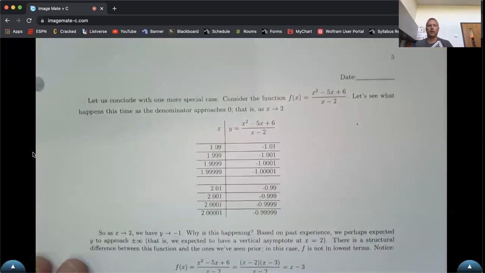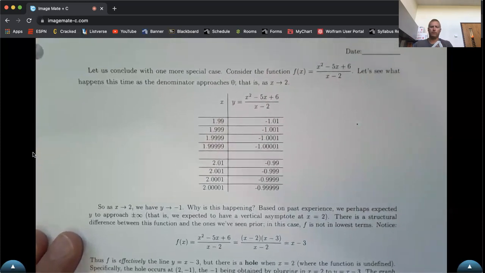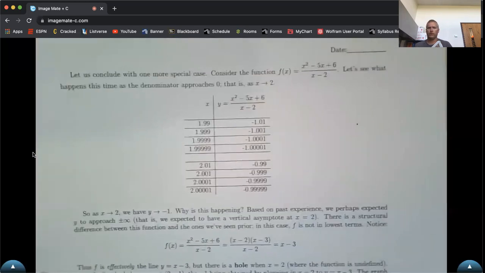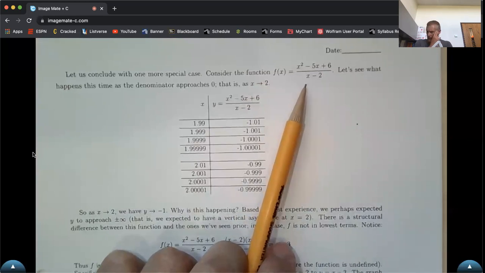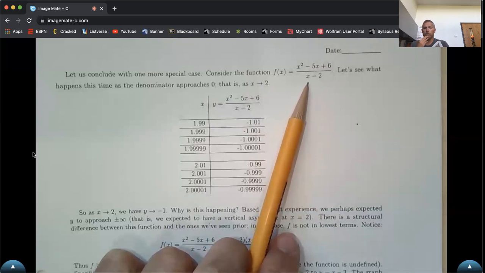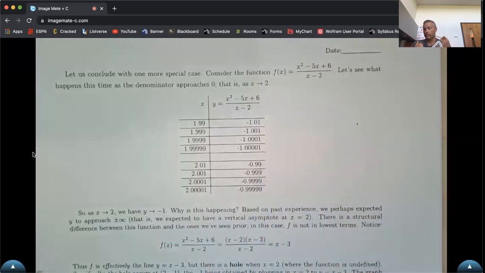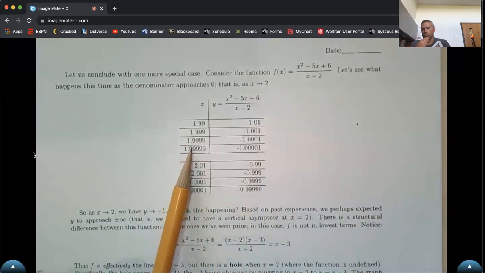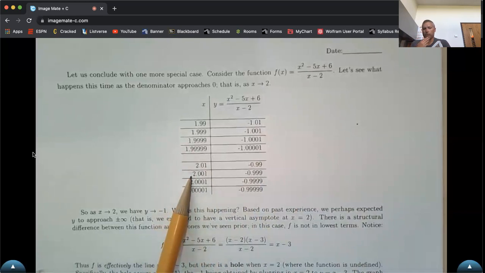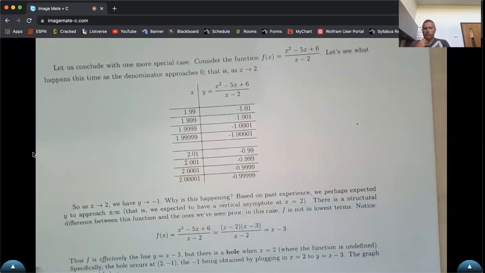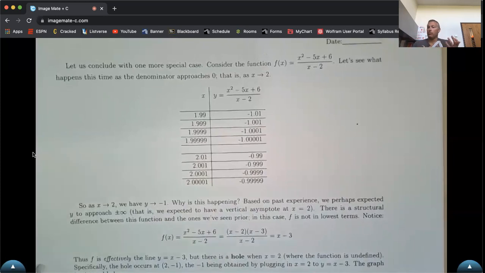Now the last case we look at is a special case where the original fraction is not in lowest terms. So if we have the function x squared minus 5x plus 6 over x minus 2, we would expect that as we approach x equals 2, the y's would go close to infinity or negative infinity. That's what's been happening at vertical asymptotes. But here, if I plug in numbers that are close to 2 from either side of 2, the y's are becoming very close to negative 1. So instead of blowing up, going to positive or negative infinity, the y's are approaching a number as we get close to the problem number in the denominator.